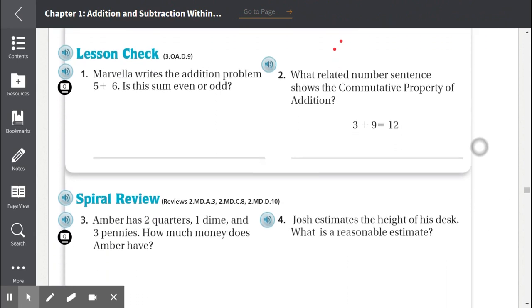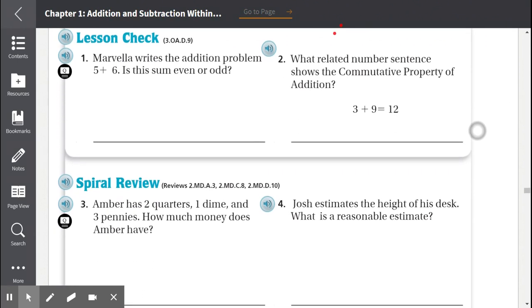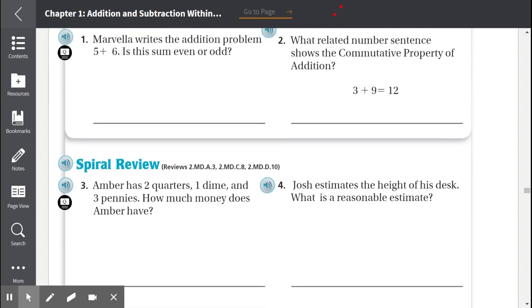Okay, so let's go to the next page. Everybody on page 10. Number 1. Marvella writes the addition problem 5 plus 6. Is this sum even or odd? So let's see. Now we know the word sum is the answer to an addition problem. So let's solve 5 plus 6. 5 plus 6 equals 11. Now we have to find, is 11 even or odd?